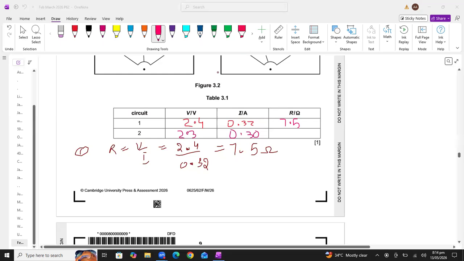Now, we have to solve for circuit 2 as well. We will use the same formula as it is given in the question. R is equals to V upon I. Voltage is given 2.3. Current is given 0.30 ampere. So after division, we are getting 7.7 ohm. Well done, students. Well done, everyone. So the next value we are getting here is 7.7 ohm.